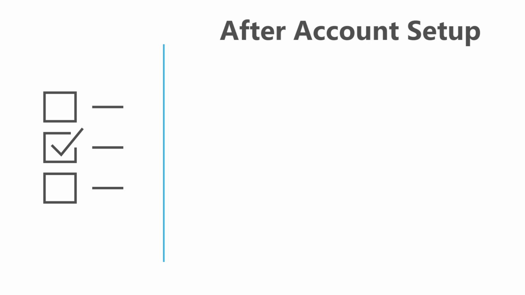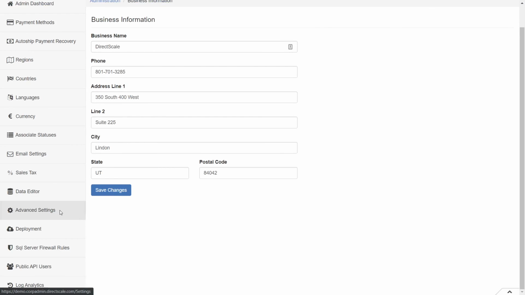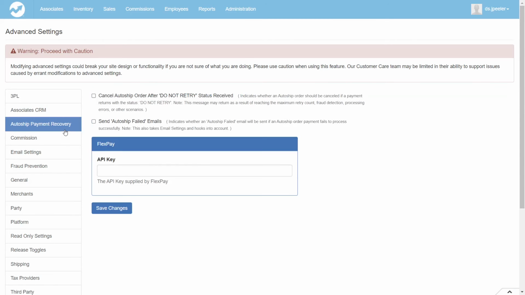After you set up your account with FlexPay, they'll provide you with an API key. Enter this key in Corporate Admin to tie your FlexPay account with DirectScale. Navigate to the Administration Advanced Settings AutoShip Payment Recovery page. Here, enter the provided API key. Additionally, there are some optional settings you can enable.